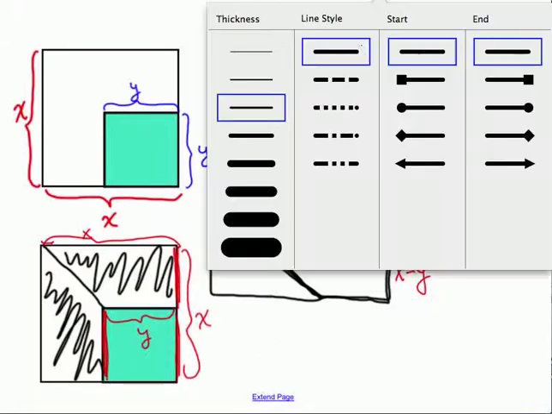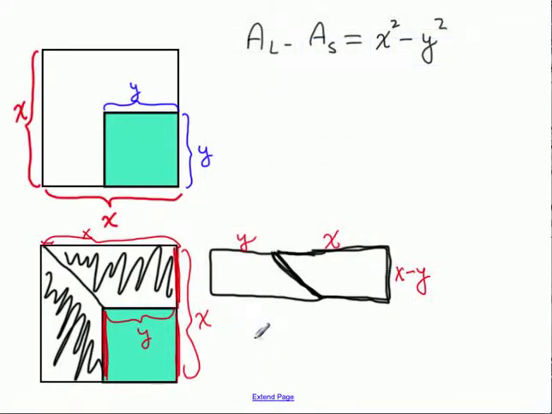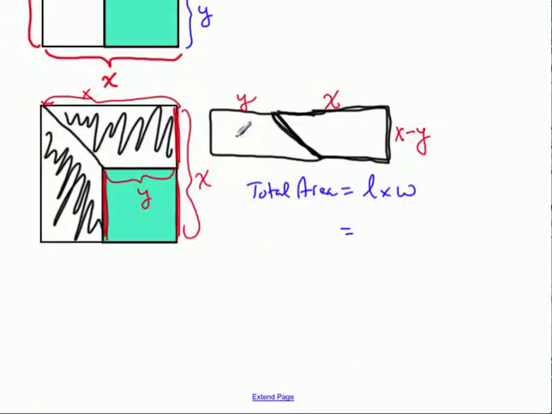So, building this picture, I could also say that the total area is equal to the length times the width of this rectangle. The length of it is x plus y, and the width of this rectangle is x minus y.